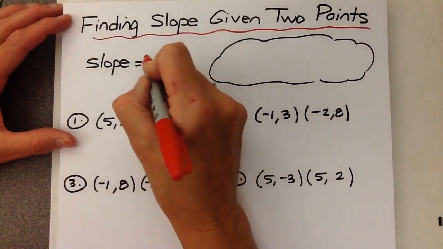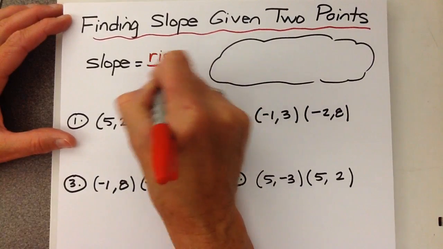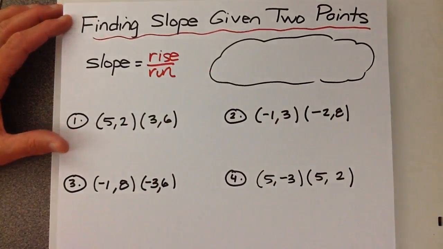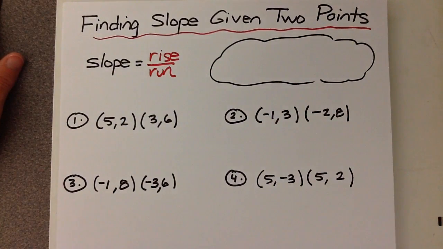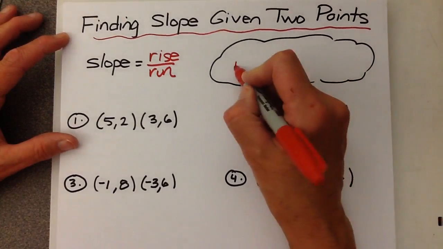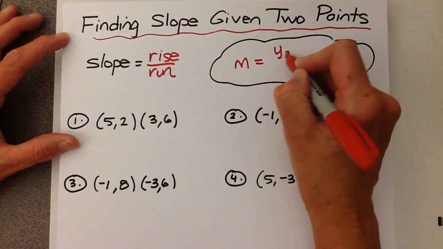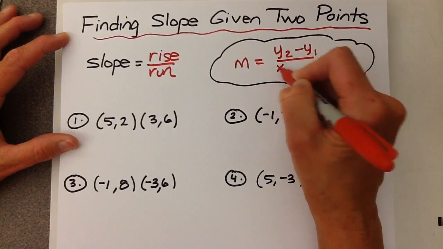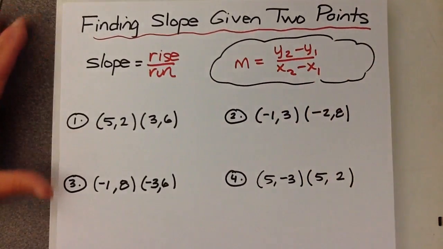And if you recall, slope is rise over run. And sometimes when we don't have a graph, I don't want to have to graph certain points to get the slope. So there's a formula. Here's the formula: y2 minus y1 over x2 minus x1.